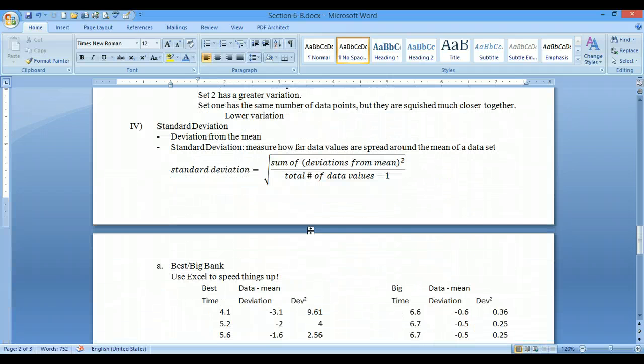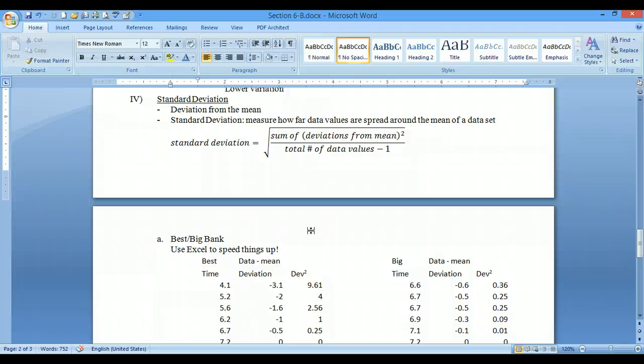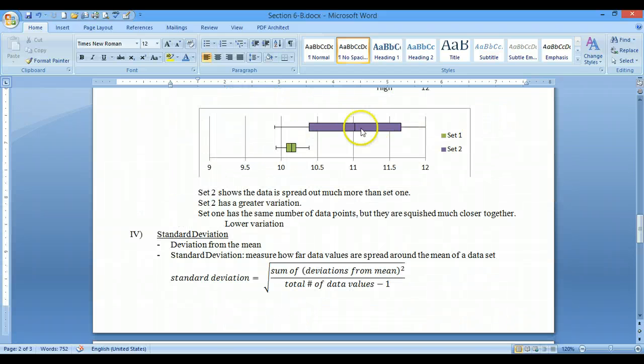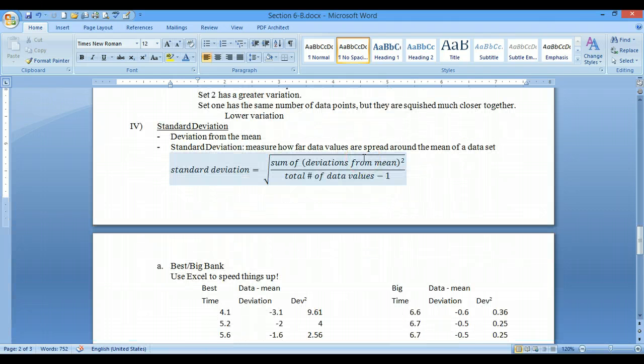Roman numeral 4, standard deviation. This means kind of like the average deviation from the mean. It measures how far the data point values are spread around the mean of the data set. So here's the mean, or kind of the mean, because the median and the mean are pretty close, and it shows how it's spread around.